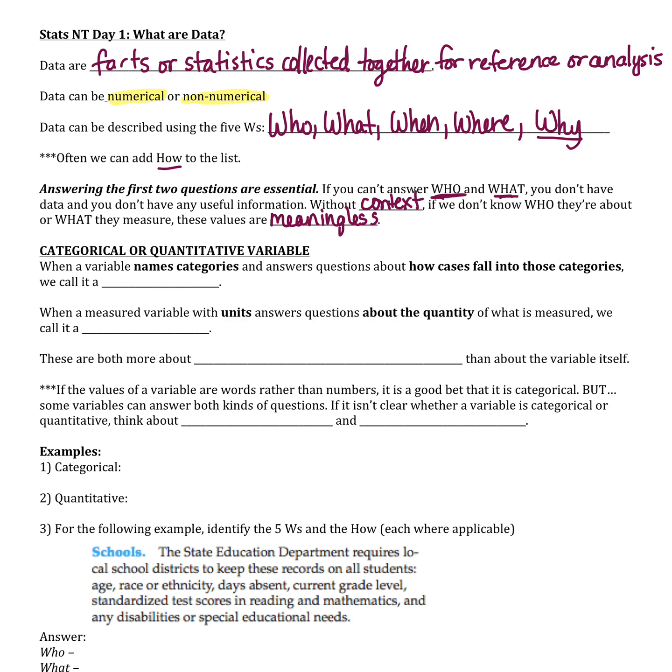When a variable names categories and answers questions about how cases fall into those categories, remember we call this one the categorical. And when it's measured with units and we can answer questions about the quantity of what is measured, this is when we have a quantitative variable, okay? These are both more about what we hope to learn about the variable than about the variable itself. So it's all about what we hope to learn.